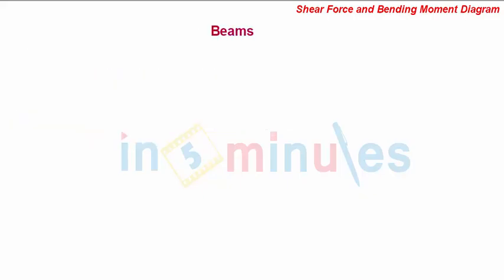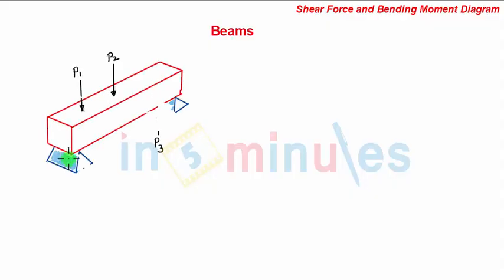Now what is a beam? Any structural element or a load carrying member which is subjected to transverse load can be called as a beam. Now consider a square bar as shown in a figure on which three transverse loads P1, P2 and P3 are acting as shown in a figure, and it has been supported at its two ends by means of two supports at the bottom.